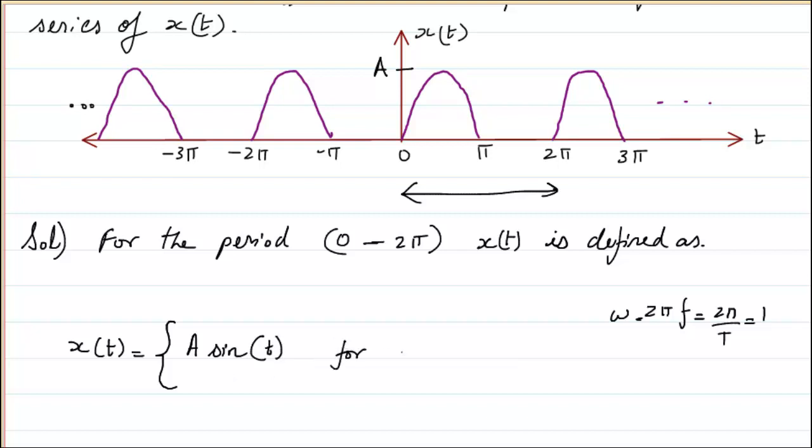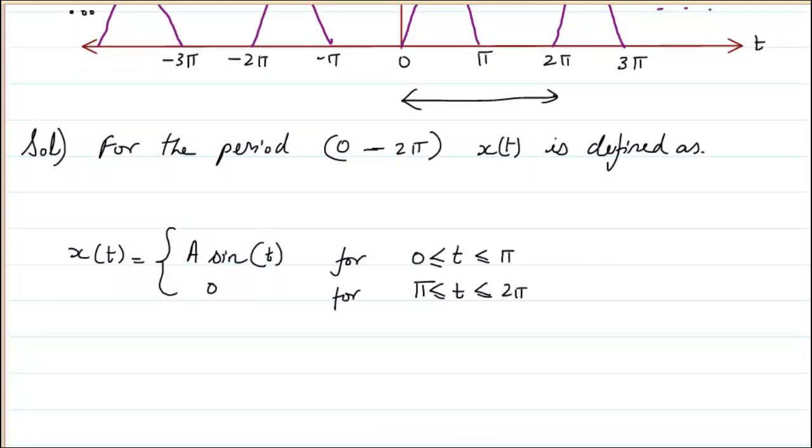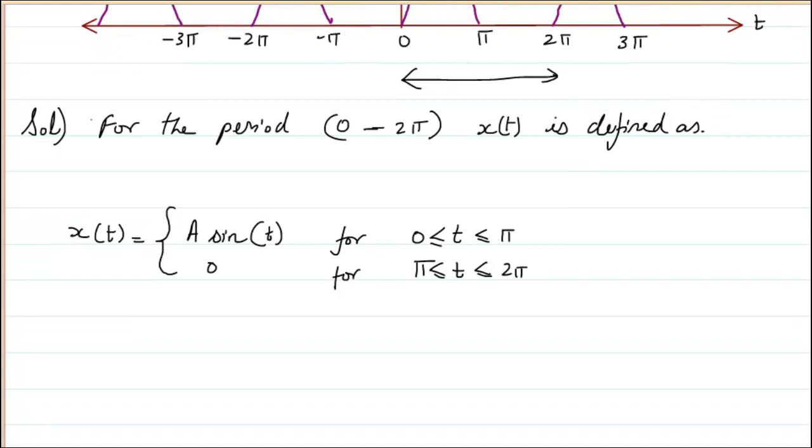Okay, for t between what? For t, I will write like this: for t greater than or equal to 0 and less than or equal to pi, and between pi and 2 pi the value is 0, correct? So that is what I have basically found out. From the figure I have written the equation.